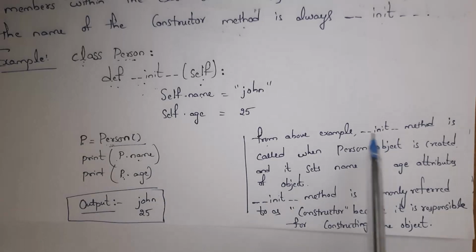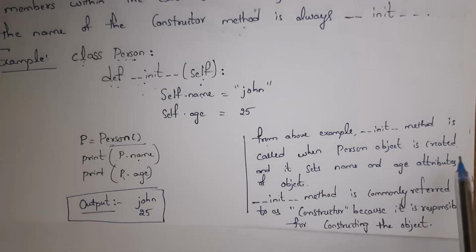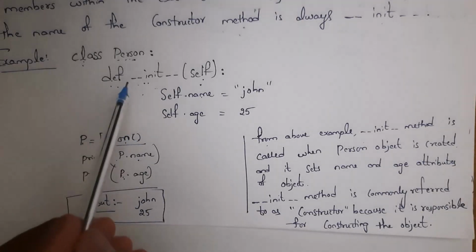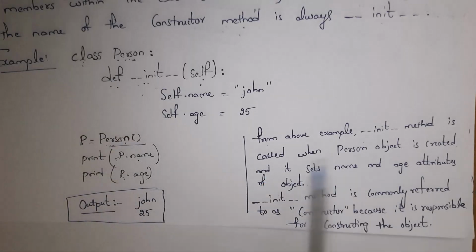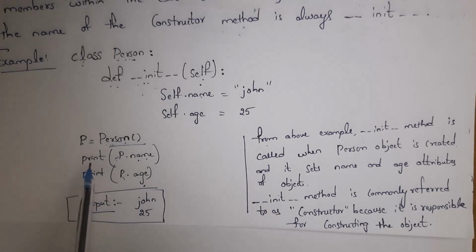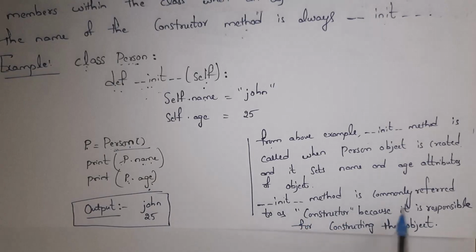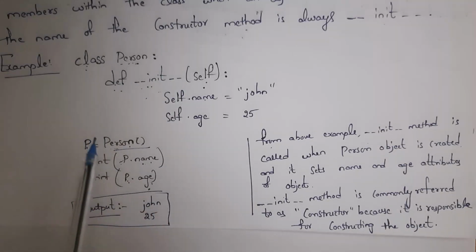From this example, the underscore underscore init underscore underscore method is called when a person object is created. Whenever we create a person object here, it will call this init method and it sets the name and age attributes of the object. So whenever you write p.name and p.age, you will get output John and 25. The init method is commonly referred to as a constructor because it is responsible for constructing the object. By using this constructor, we constructed this object, that is person.